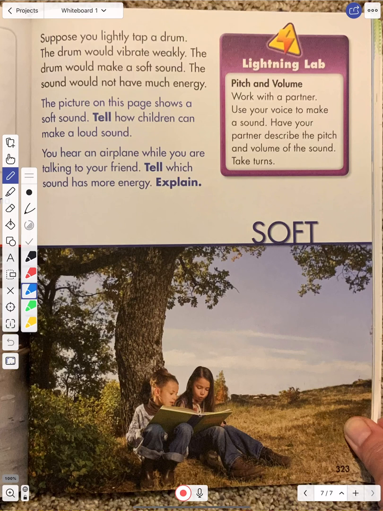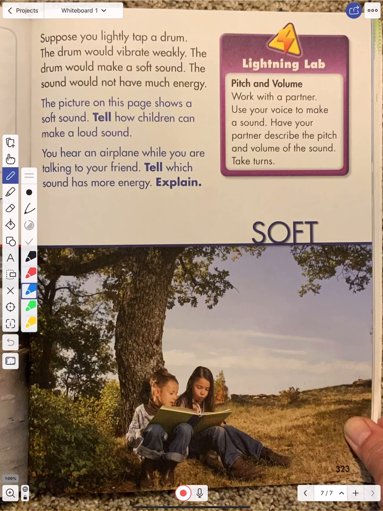Moving on. Now we're going to talk about soft. Suppose you lightly tap a drum. The drum would vibrate weakly. The drum would make a soft sound. The sound would not have much energy. The picture on this page shows a soft sound. Tell how the children can make a loud sound. It looks soft because they're just sitting there quietly reading. How would they make it a loud sound? Yeah, they'd have to be yelling, wouldn't they?